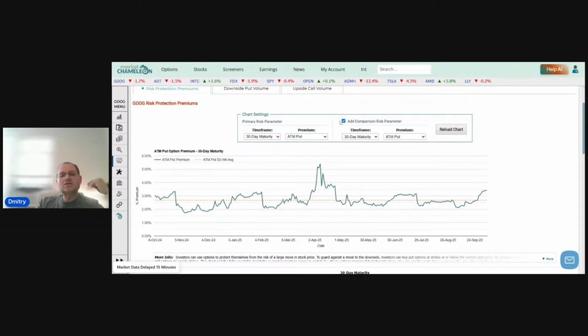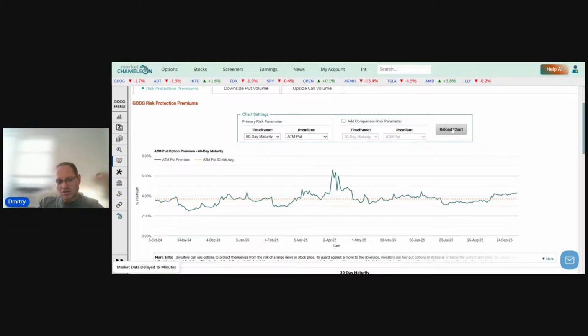We could also look at a 60-day. Let's say we look at a 60-day at the money put. We reloaded. And you could see here that a 60-day, it's going to cost more because it's further out. You have more time premium. So here, the average cost is 3.7. Right now, it's 4.3. This 60-day put also moves around. It got as high as 6.6%, and as low as about 2.5%. So it fluctuates around.